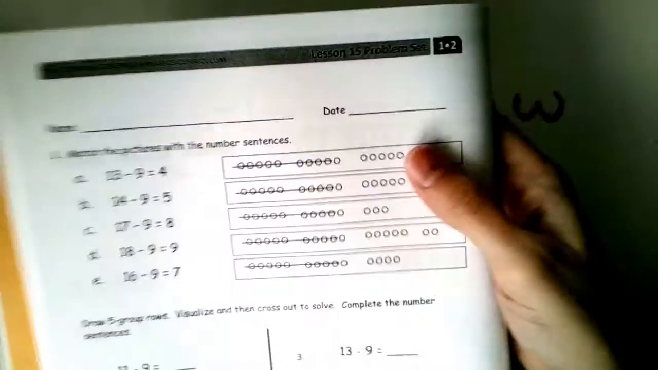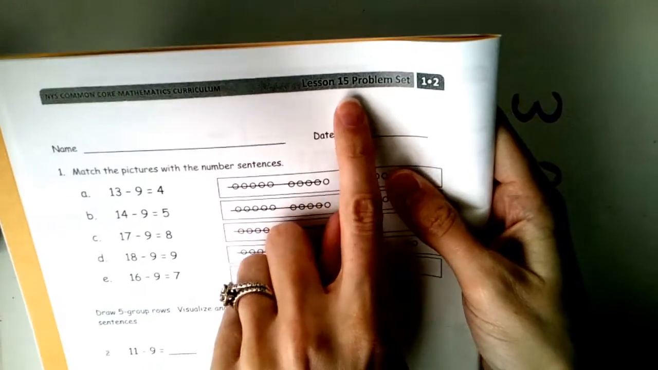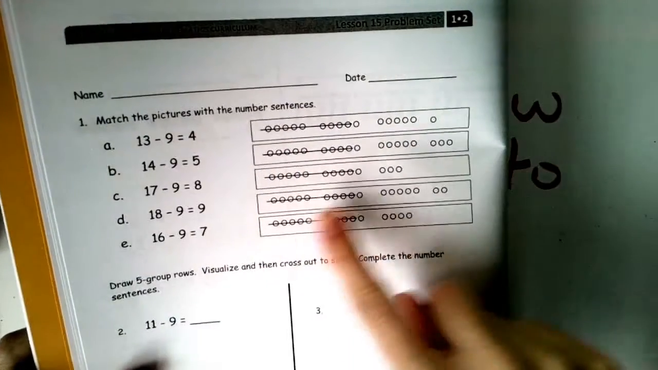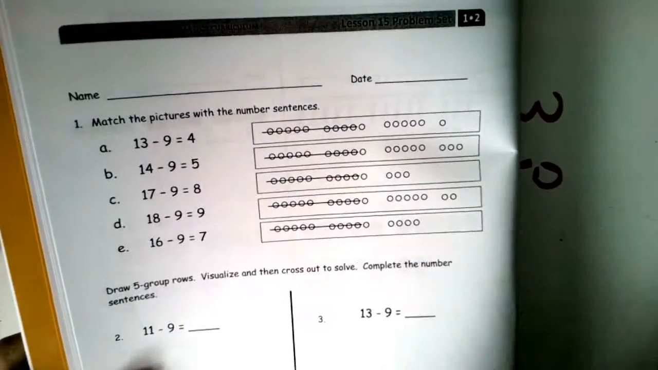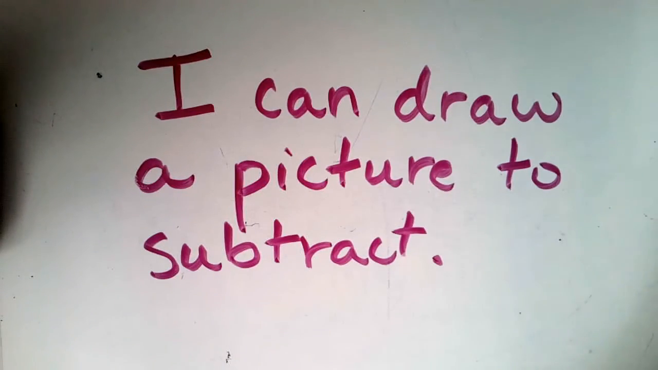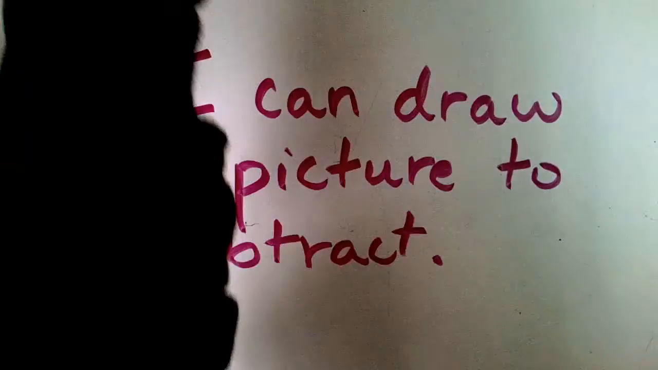Turn to the page that says Lesson 15 Problem Set at the top. Okay? And the first thing you will see is a whole bunch of pictures that show subtraction with some number sentences over here. So go ahead and pause me and grab those things if you need to. I will go ahead and erase our I can statements now so we can get started.